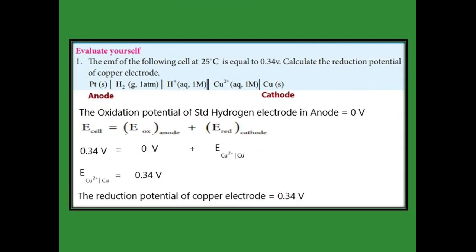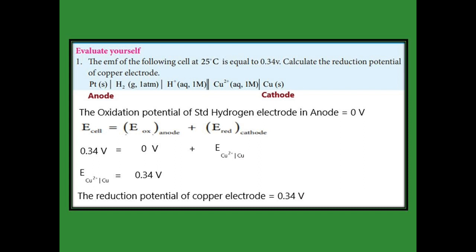In this worked problem, the EMF of the cell from the voltmeter we find is 0.34 volt. We have to calculate the reduction potential of the copper electrode. The cell notation is given as: on the anode side we have the standard hydrogen electrode, that is platinum, H2, and on the cathode side we have the copper electrode. Then the oxidation potential of the standard hydrogen electrode on the anode side is 0 volt, because the standard hydrogen electrode is always the reference electrode at 0 volt.